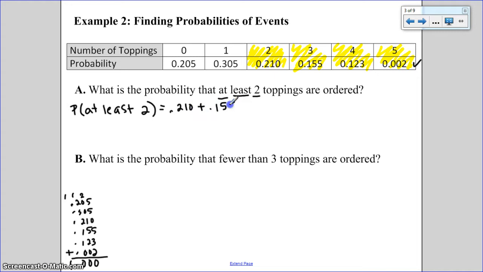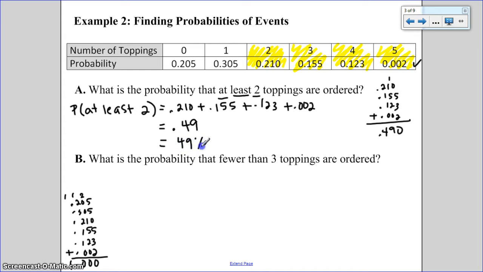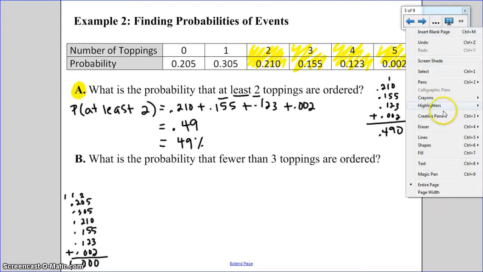Plus 0.155 plus 0.123 plus 0.002. All right, and then I'm going to write this equal sign down here, and I'm going to do my math up here. 0.210, 0.155, 0.123, and 0.002. I'm going to add all those up. 5 and 3 is 8, plus 2 is 10. 1, 2, 7, 9. 2, 3, 4. And I bring that decimal down. So the probability of ordering at least 2 toppings is 0.49, or as a percent, hope you know this, is 49%. If you don't understand this, you definitely need to come see me. All right, also, let's just go ahead and highlight right here so we know that this is A. All right, now let's go on to B.